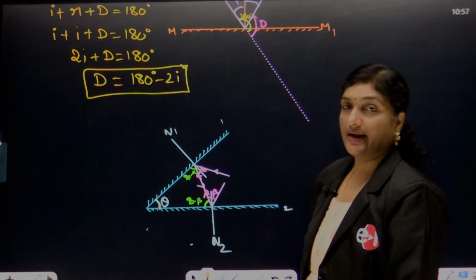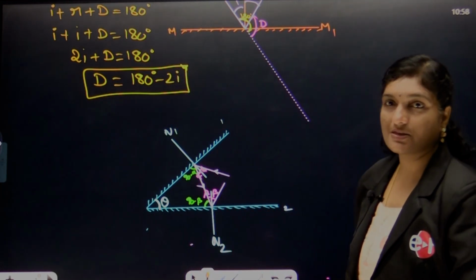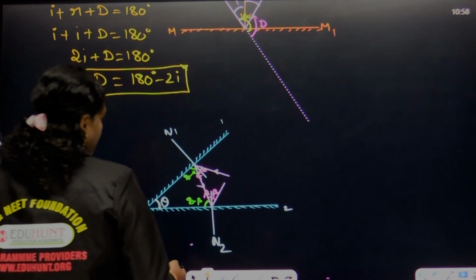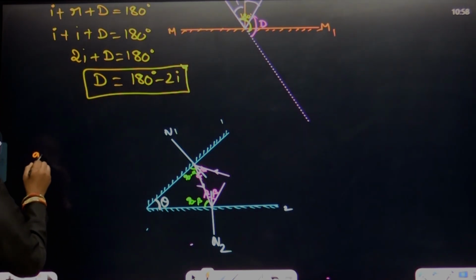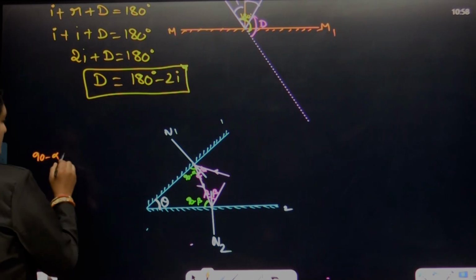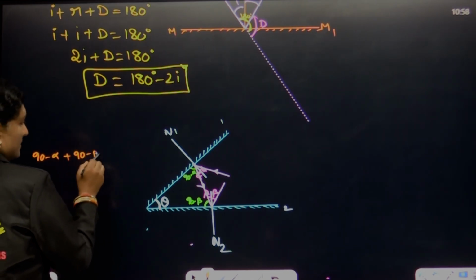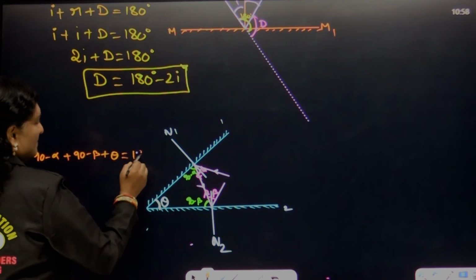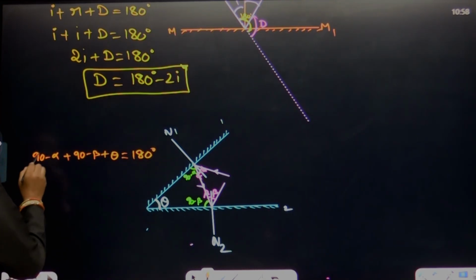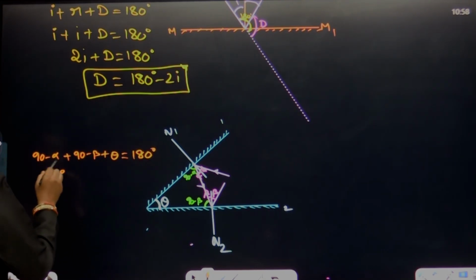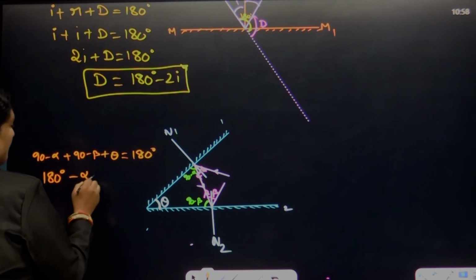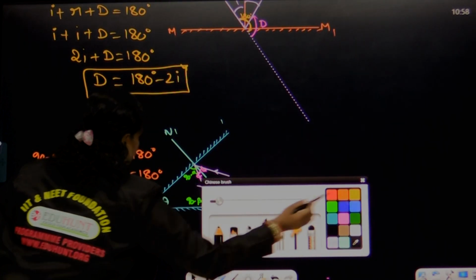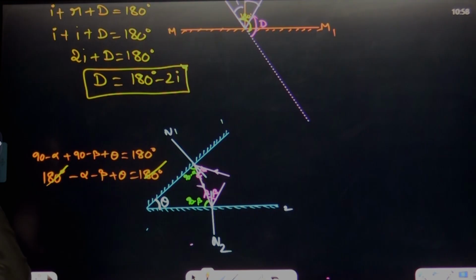As we know, the sum of the angles in a triangle must be equal to 180 degrees. That means, what is the sum of the angles here? One is 90 minus alpha, the other is 90 minus beta and one more is theta. The sum of all three angles must be equal to 180 degrees. So we have 90 and 90, you have 180 degrees, and this is minus alpha minus beta plus theta equals 180 degrees. Here also 180, here also 180 gets cancelled.